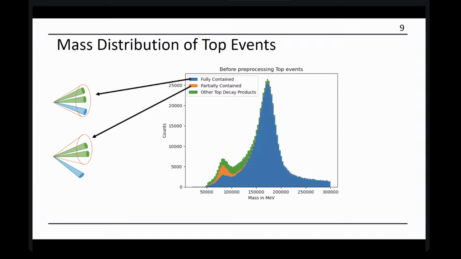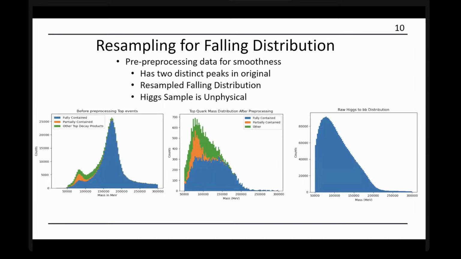Cool. So obviously, we're not going to get this. The first thing we're going to do is look at this type of graph and say, okay, this peak right here, obviously it's upward. Don't want that. So when training these algorithms, we actually go from here to here. This is done through resampling. What we do is resample for smoothness to look like this distribution over here. And this distribution is just an unphysical mass distribution.